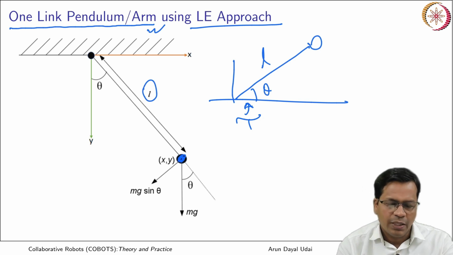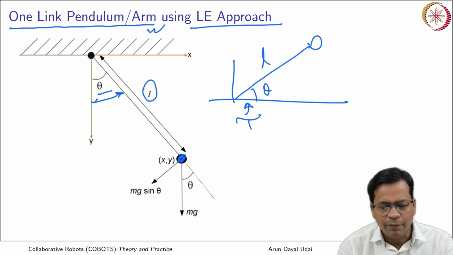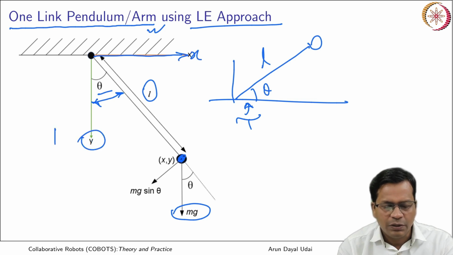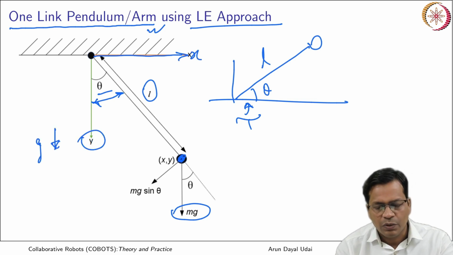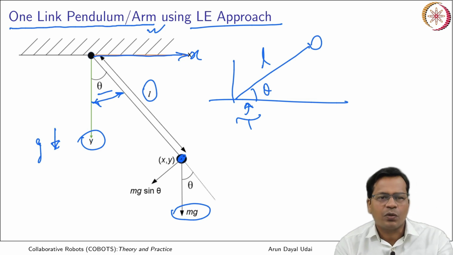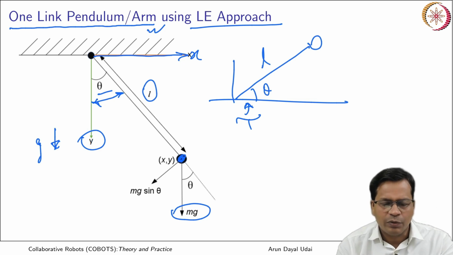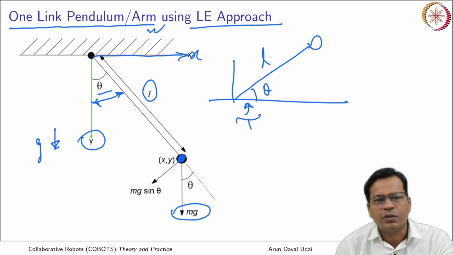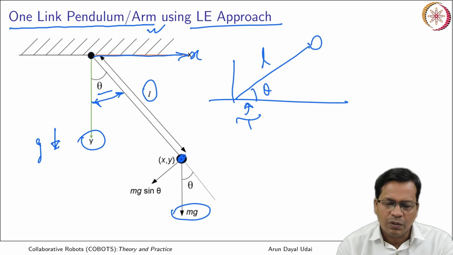This link is of length L, and theta is the angle subtended from the vertical at any instant of time. Mg is the gravitational force which is acting downward. This is my system, x is along the positive x direction and y is along g, the gravitational force. I have taken it like this. You can consider your own frame in your own way, and you can still deduce the equation of motion for such a system. So, let us start.